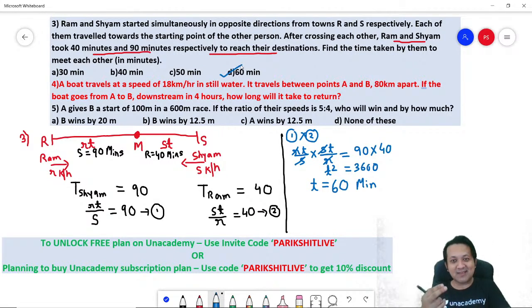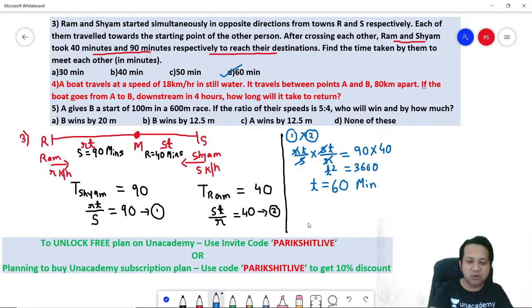This has come twice in the CAT. It's an easy one provided you think logically. Correct? Any doubt in this? Easy? Okay. Let's look at the next two.